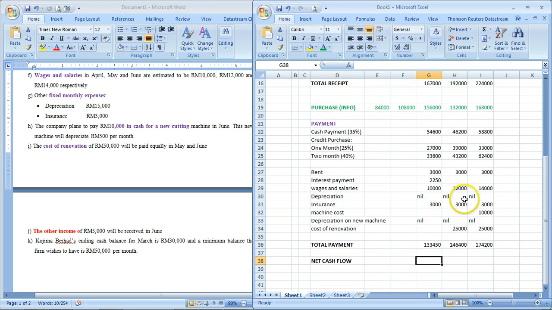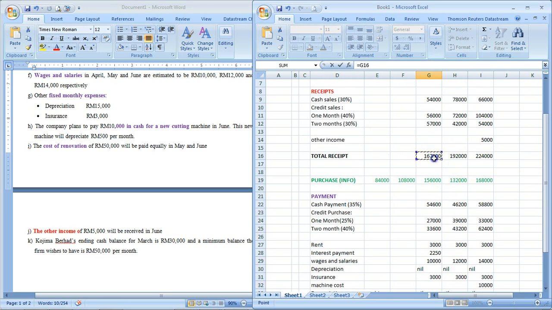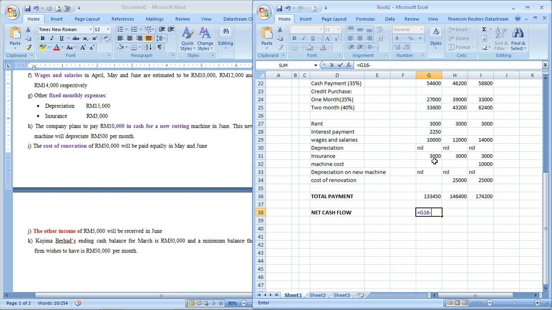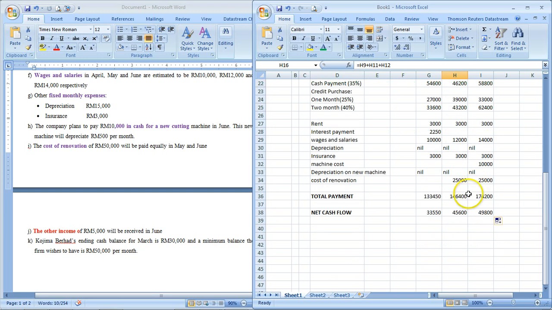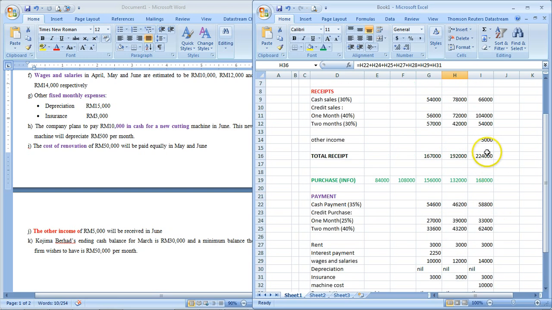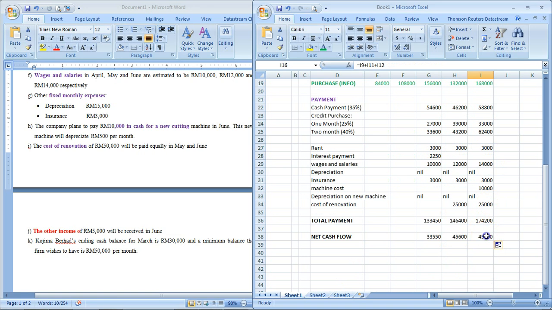Okay, so you get your total receipt is 167, and next you minus with what class? You minus with total payment, then you get your answer. Do the same step for May and June as well. How to get this? 192 minus 146, so you get 45600. Same goes for June as well. Then you get net cash flow.